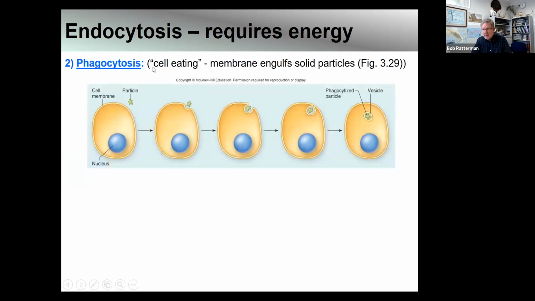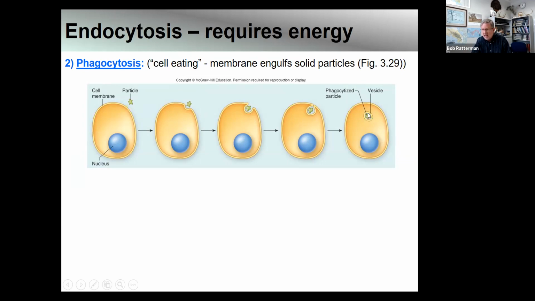Phagocytosis literally means cell eating. So we're now engulfing some sort of a particle. For example, this could be a white blood cell. This could be a bacterium. Or this could be some sort of a food particle, some nutrients that the cell would like to degrade, for example. So in the same way that we formed a vesicle, the cell membrane invaginates. There's our vesicle.